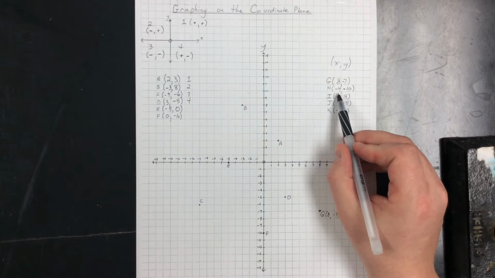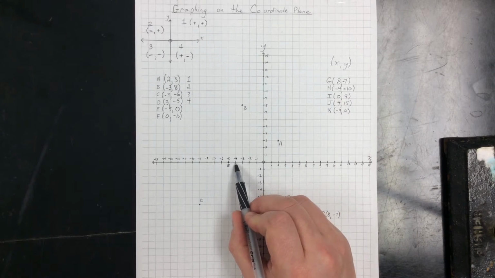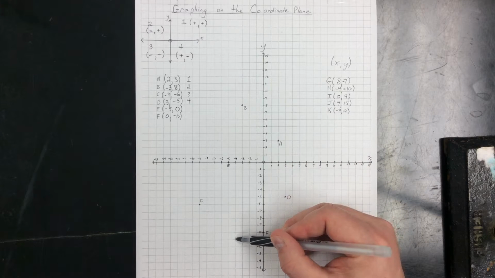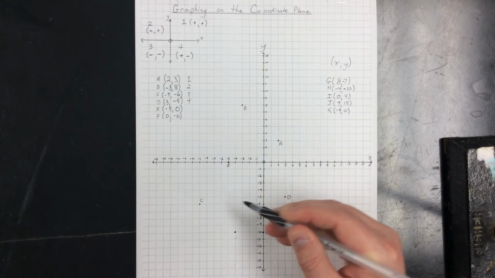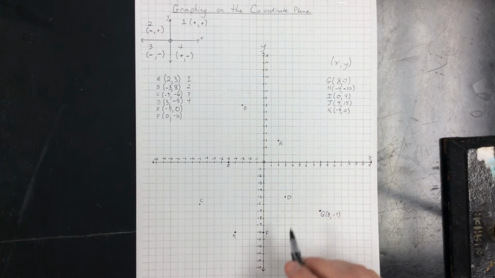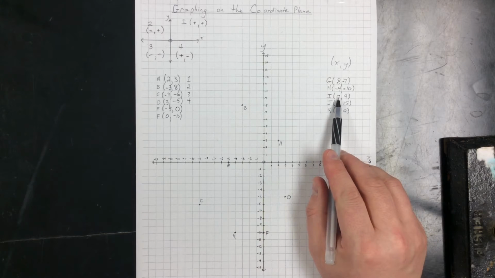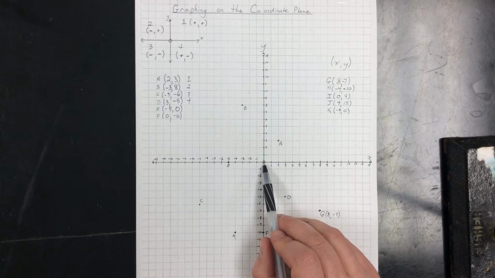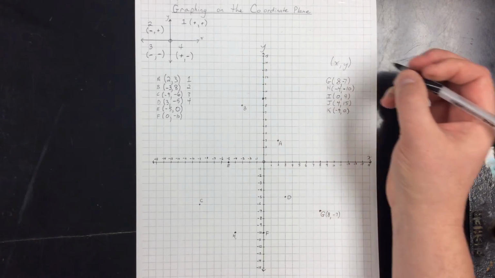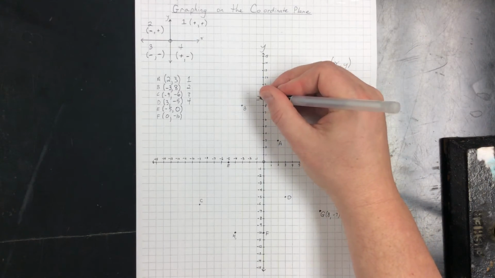H, so I'm going to go negative 4, so a negative x value, and negative 10. So there's my H. I, so 0 on the x, so I don't have to move left or right, and 9, so it's a positive 9 going up. That's point I.